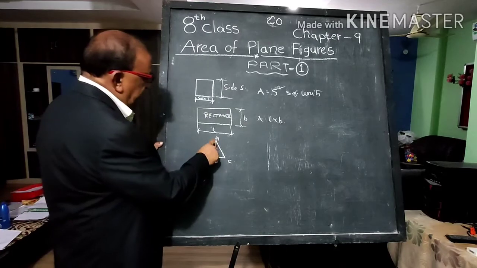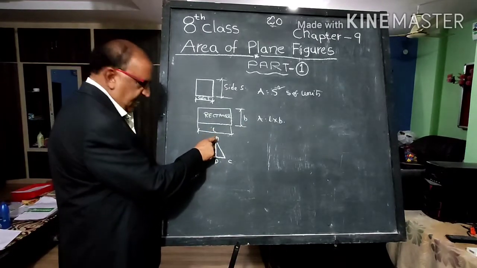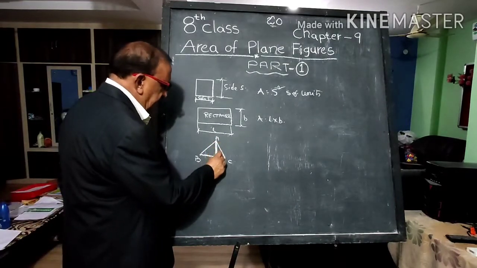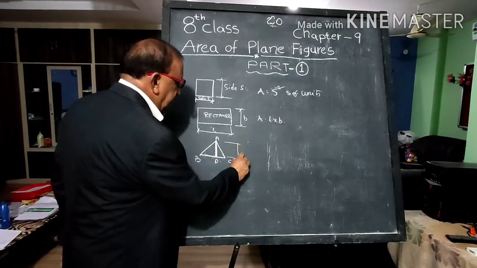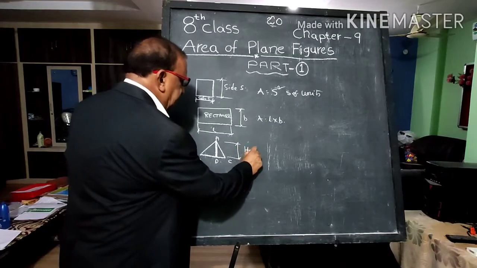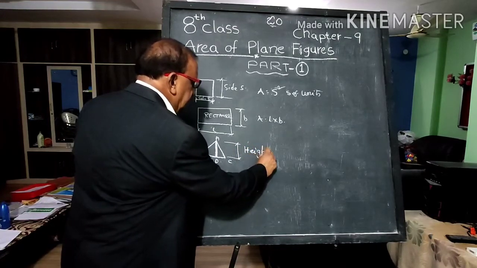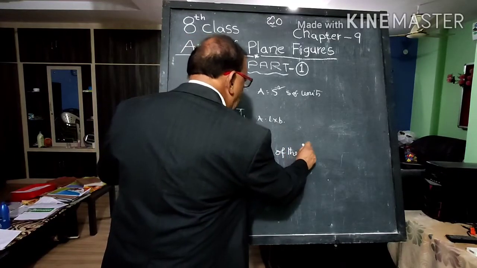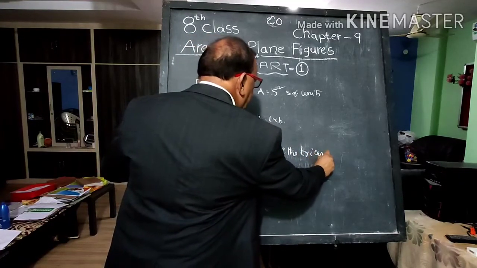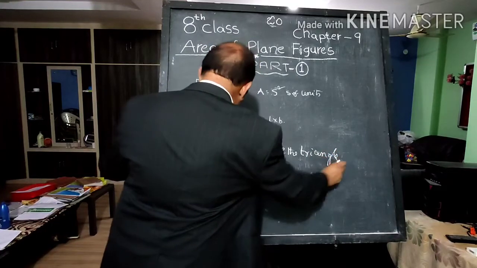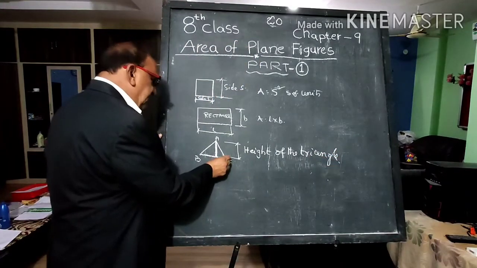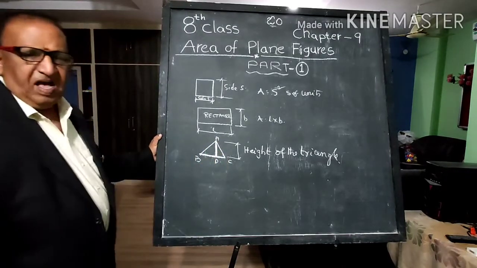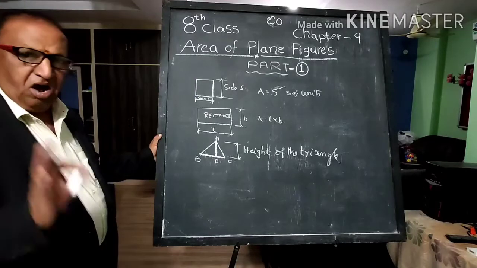That means the perpendicular drawn from A onto the base BC, that is AD. That we call the height of the triangle. So if you take BC as the base, then AD is the height, or altitude. You can also call it altitude.